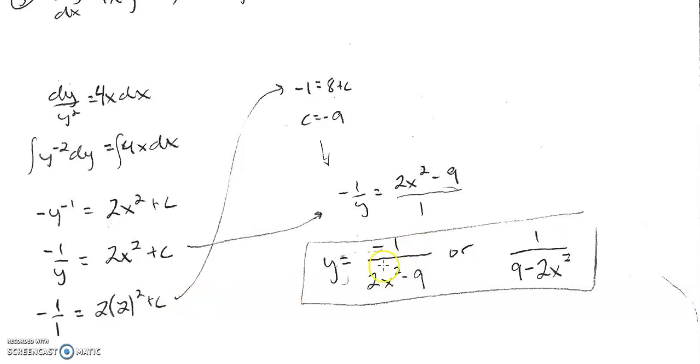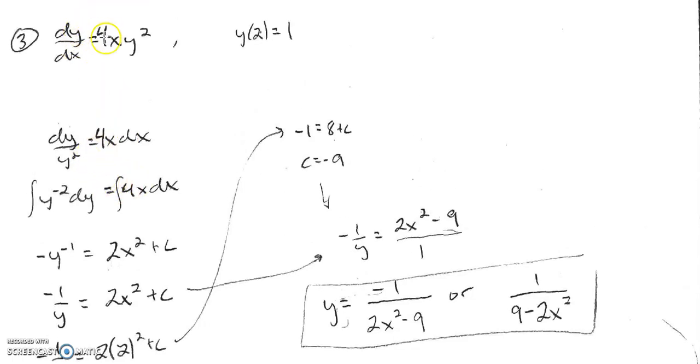All right, so this one, there are two answers that I think are good answers that I would take, right? y is equal to negative 1 over 2x squared minus 9, or y equals 1 over 9 minus 2x squared. So I'll walk you through how we did this. We do our separation first. Divide by the y squared and multiply by the dx, right? dy over y squared equals 4x dx.